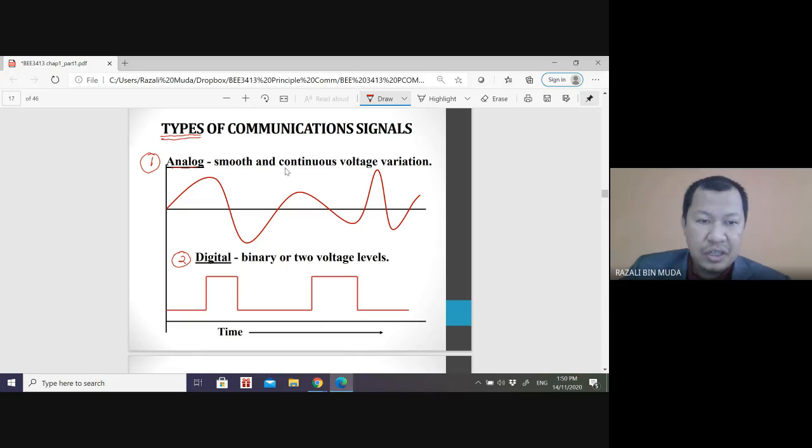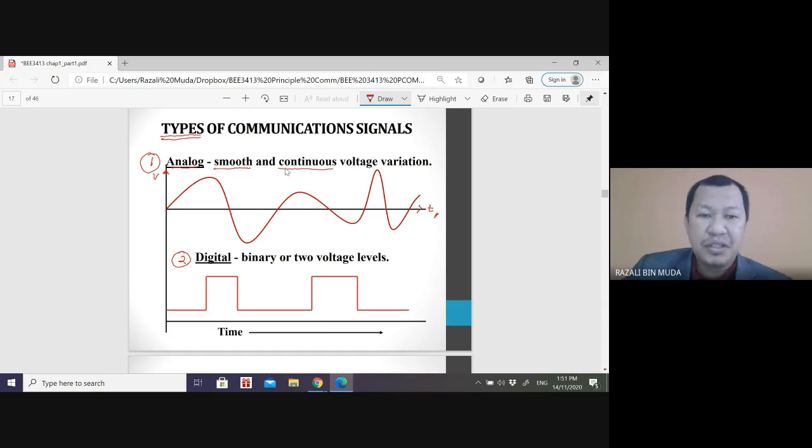So we have voltage, let's say this is V, and this is T. The value of the voltage of the signal changes smoothly and continuously. The change is continuous and smooth regarding the time axis, the x axis. So this is called analog. It could be any signal like this. This is called an analog signal.